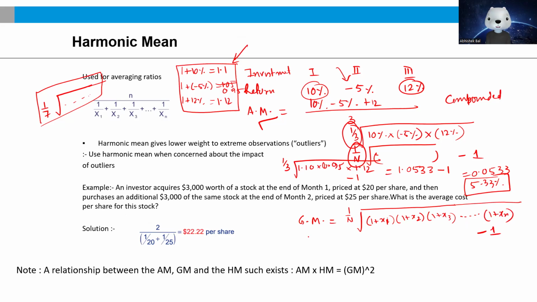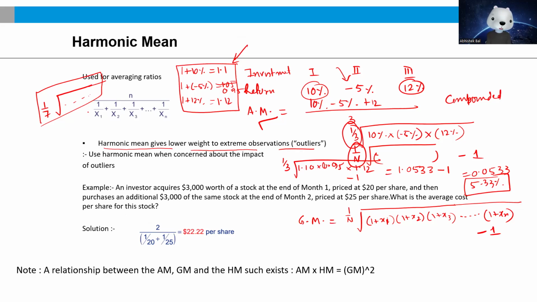So this is your formula for your geometric mean. Arithmetic mean formula, I don't think I need to tell you. And now let's talk about the harmonic mean. And you would already know, and as it has been written out here as well, that the harmonic mean gives a lower weight to extreme observation.